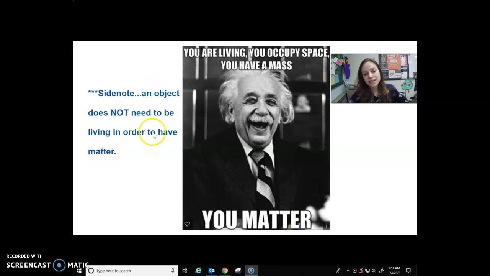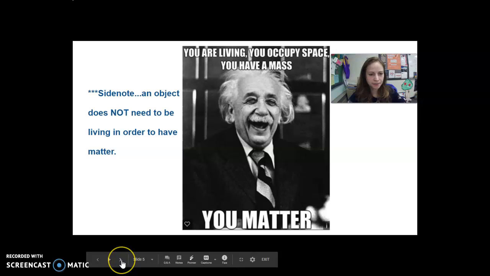Side note, the very sciencey part of me needs to let you know something does not need to be living to have matter. For example, a rock. It's not living. It does have matter. It takes up space and it weighs, it probably weighs a couple pounds. Okay? So it definitely does have matter.